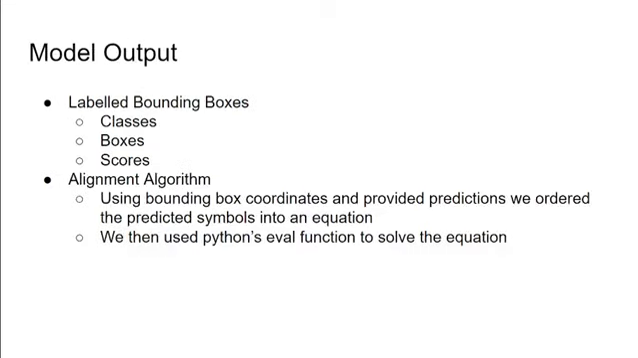The model outputs a list of classes, boxes, and scores. The boxes are the 4 normalized coordinates as the xy minimum and xy maximum. And these scores are how likely a bounding box is to contain a corresponding class. If the score is above a certain threshold, in our case 75, we then take the class and based on the location of its bounding box, we organize the approved classes into a string, which we then use Python to evaluate.